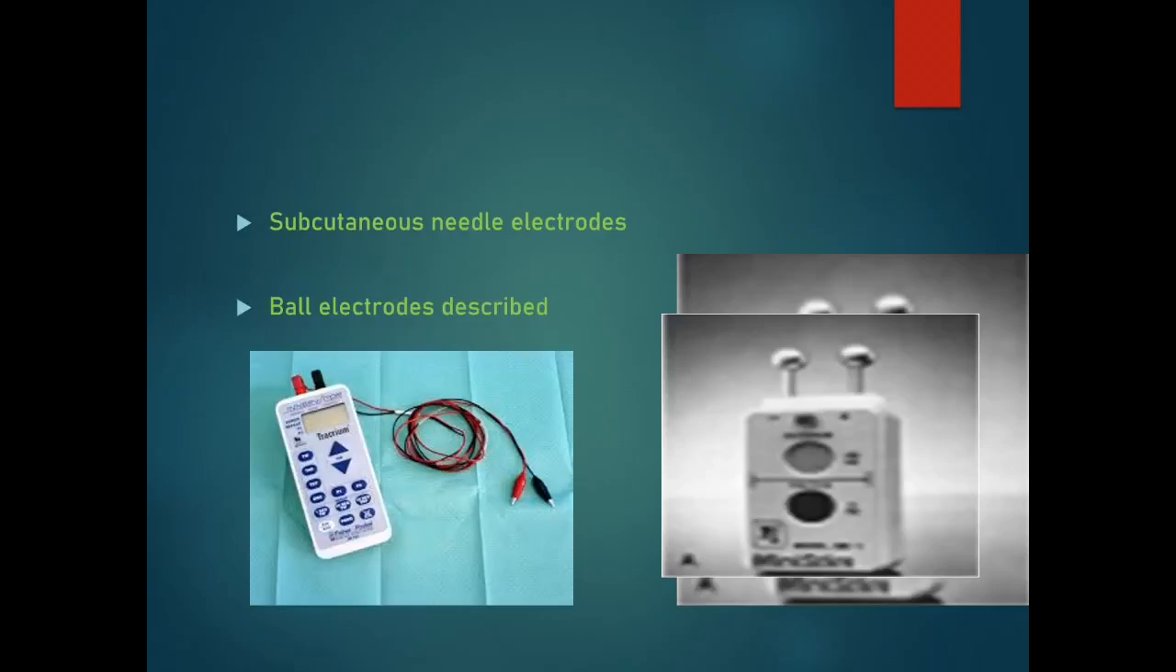Now, the commonest ones that are available are subcutaneous needle electrodes and the ball electrodes. Previously they had insertion of the needles, which was traumatizing to the nerves, and then came the ball electrodes, wherein you have a surface stimulation. These were the ones available around 5 years back, but now we have got sophisticated equipment.